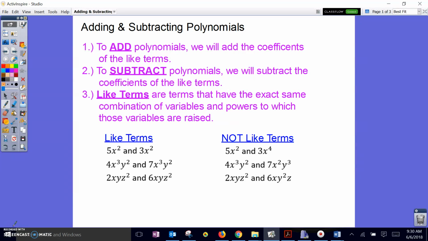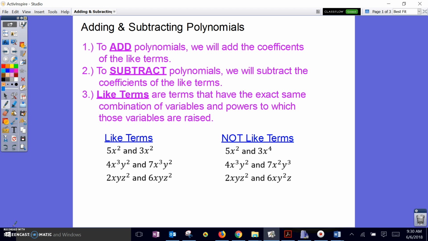In this video, we're going to look at how we add and subtract polynomials. This is actually a pretty simple process if you understand some basic ideas. If we want to add polynomials, we're going to identify the like terms, and then we will just add the coefficients of the like terms together and keep the same variable expression that exists.